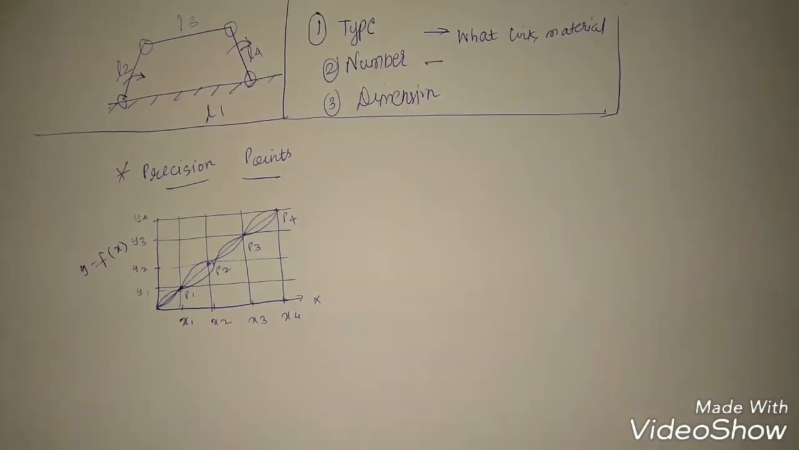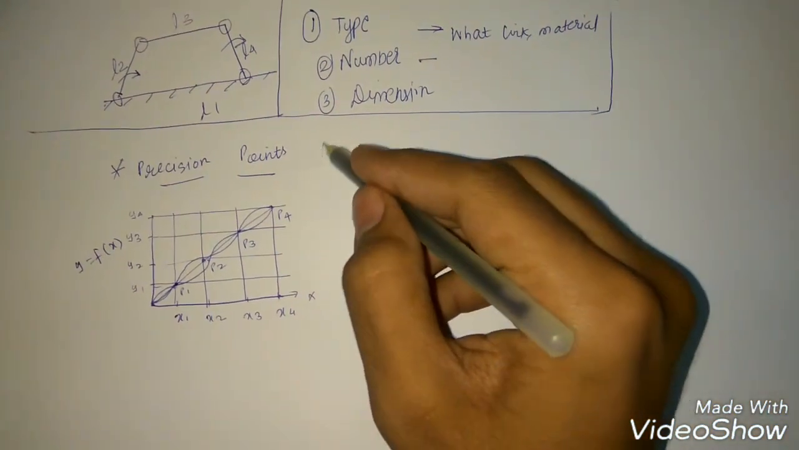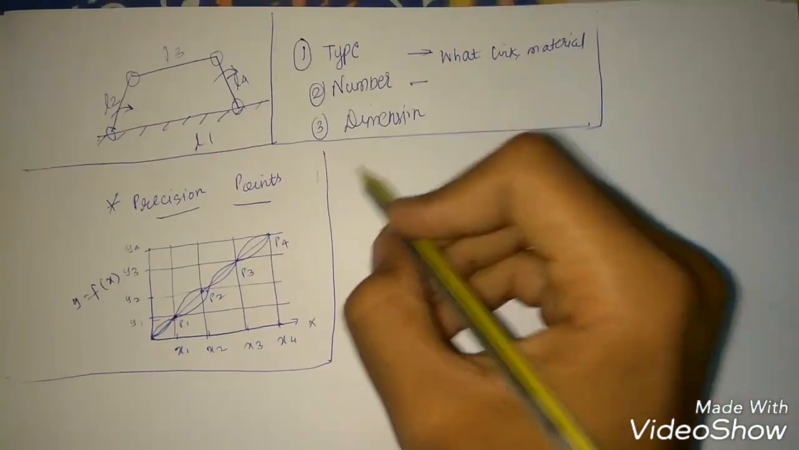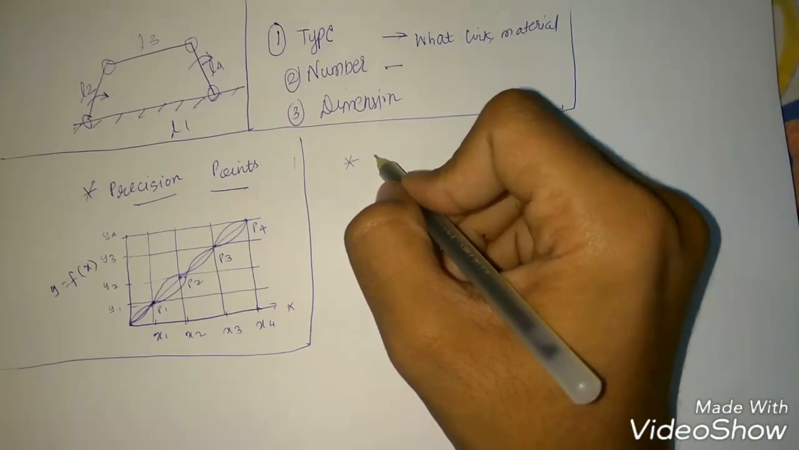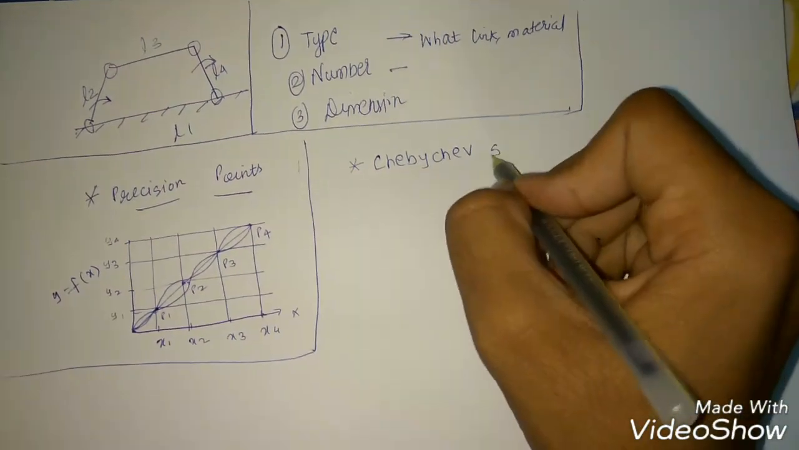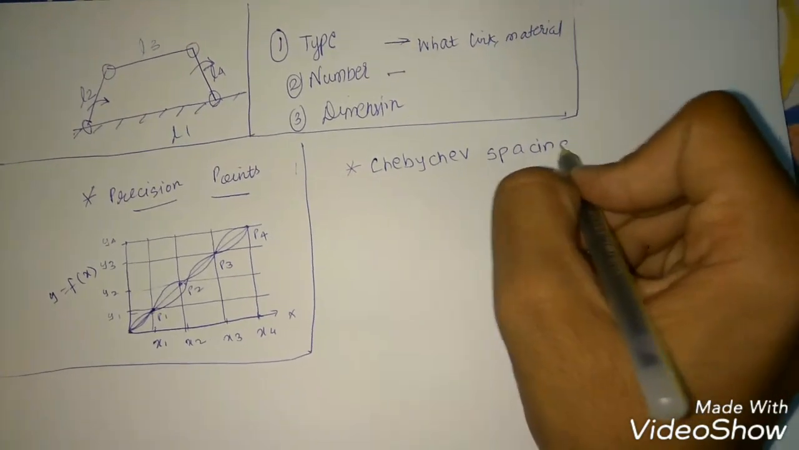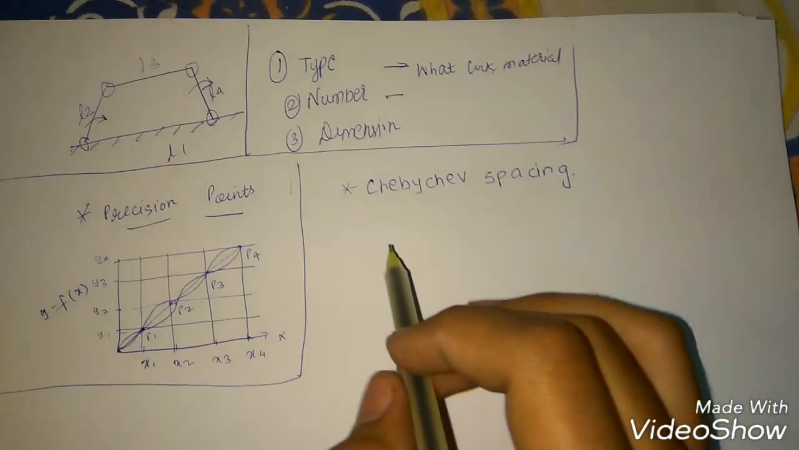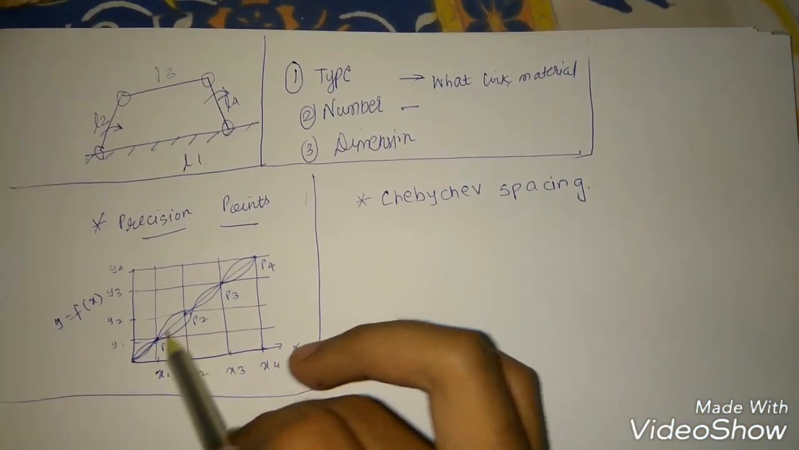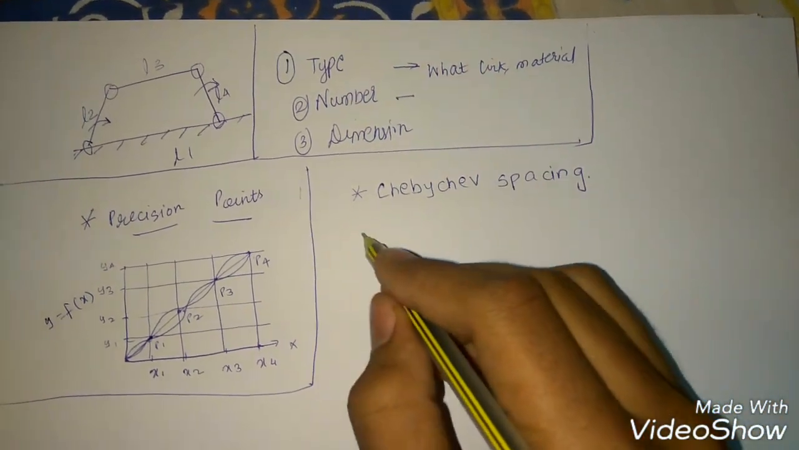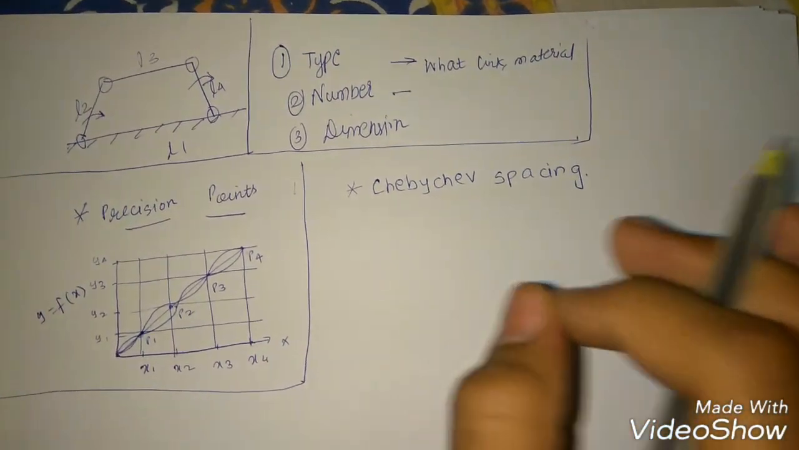The next question is how to find these precision points so as to solve the numerical. It is found out using a theorem named Chebyshev Spacing. Now, what is a Chebyshev spacing? It is basically a theorem used to find out the spacing between these precision points at which the mechanism will meet. It has a straight simple formula.